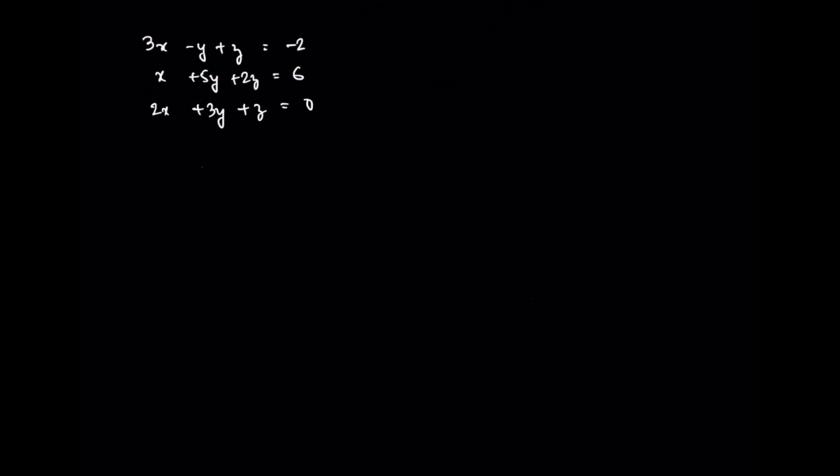So here we have a system of linear equation with three variables and three equations. And we need to solve the system by Gaussian elimination method. So I'm going to write down all the steps and solve it along the way. So our first step is to write the above system of linear equations in augmented matrix form.